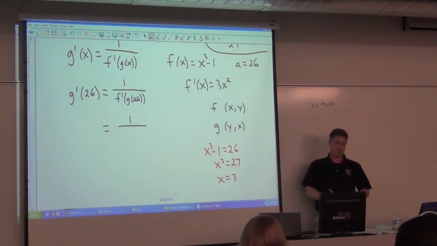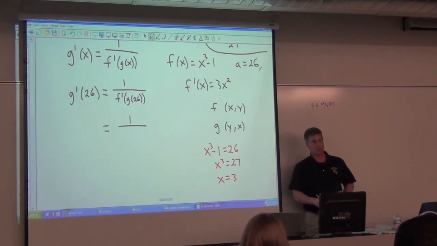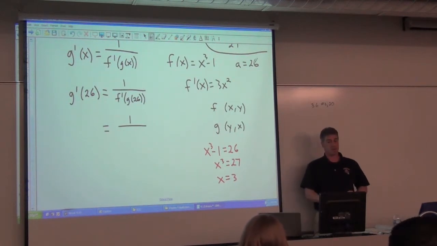So you have to find out which x value goes with that y. So they're really telling us the y thing. They're telling us the x in the inverse. So if x is 3, f prime of 3 is 3 squared times 3, which is 27. So this is 1 over 27.